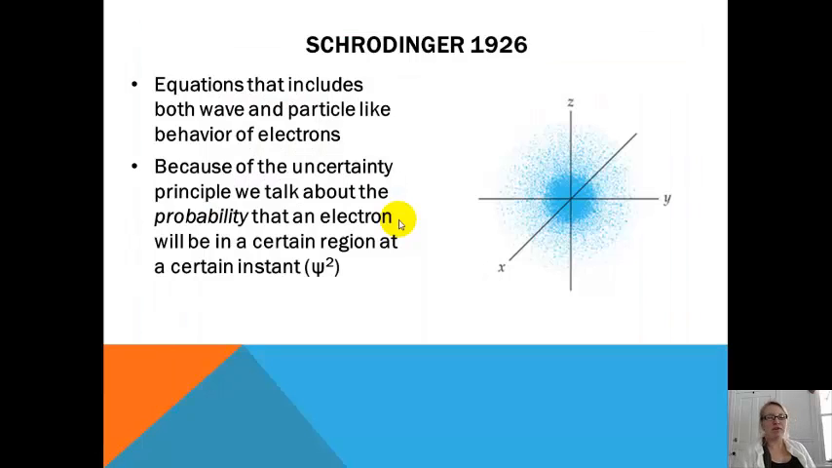Schrödinger came up with some equations that include both wave and particle-like behavior of electrons. And so because of the uncertainty principle, we can only talk about the probability that an electron is in a region. We can never absolutely be sure.